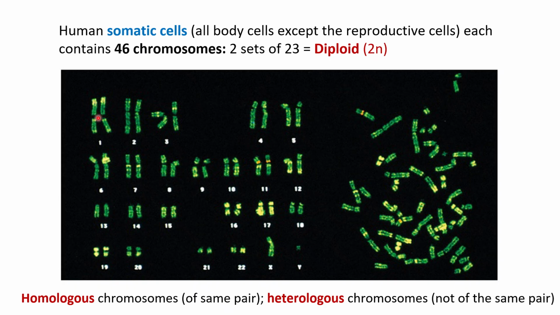And you'll see these chromosomes here. Homologous, homo meaning same, right? That's the same pair. Heterologous chromosomes are not of the same pair. So if we have one from 1 and one from 2, those would be heterologous, and both of them in 1 would be homologous.